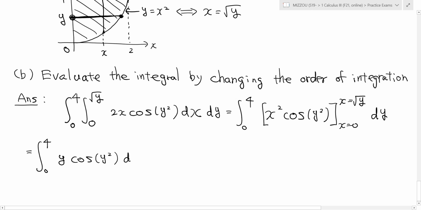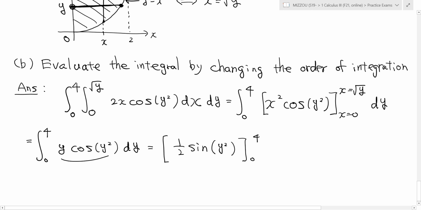And then dy. Okay. Here you have to do u substitution to compute the antiderivative of this. And then you will see 1/2 sine y squared, with y from 0 to 4. Like I said, strictly speaking, you use u substitution, u is equal to y squared. And if you work this out, you get 1/2 sine 16. So that's the final answer. All right, so this is the end of the solution video for this.